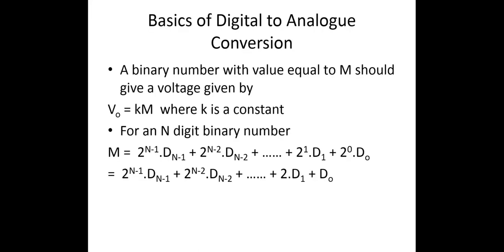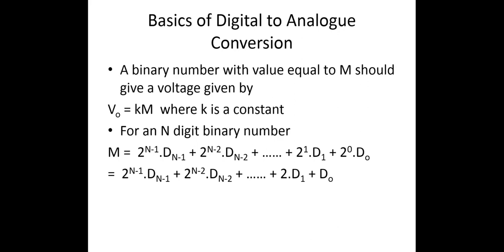So let's start with the basic theory. What is the function of a digital to analog converter? The input to a digital to analog converter is an n bit binary number with value equal to m, and the output is then proportional to the value of this binary number. You can see the equation on this slide: V naught is equal to k times m, where k would be a real number.